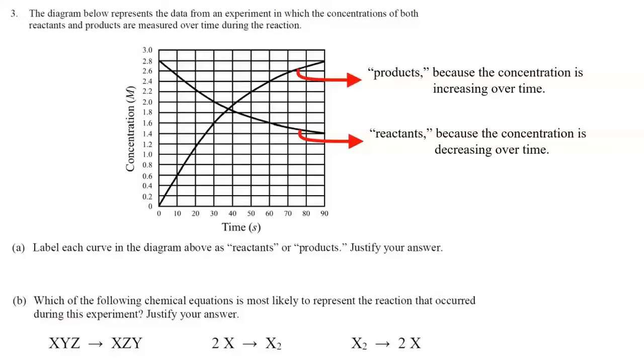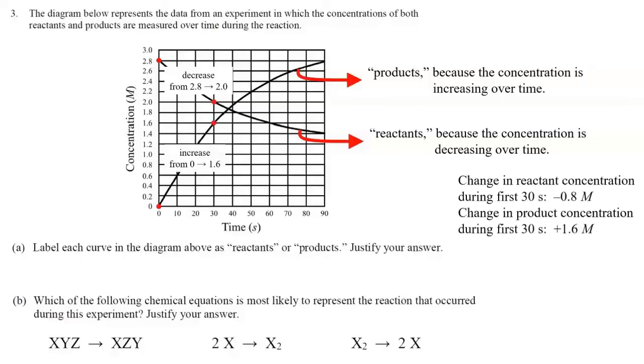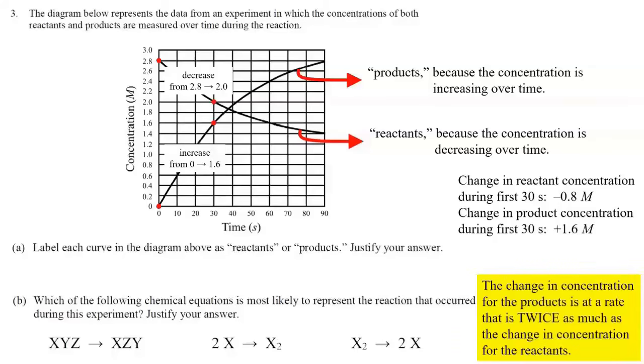If we look closely at the change in concentration for the reactants and the products, we see that they are changing at different rates. So in the first 30 seconds, the reactant concentration changes from 2.8 to 2.0. During that same period of time, the first 30 seconds, the product concentration changes from 0 to 1.6. So the change in concentration for the product is twice as much as the change in concentration for the reactant.